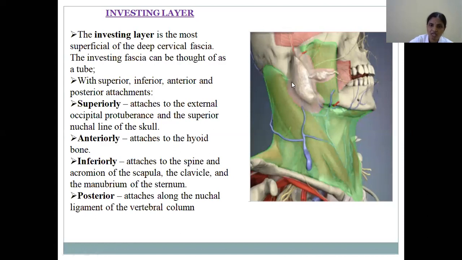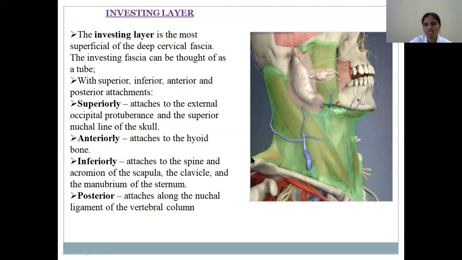Then still behind that, it is attached to the mastoid process. Further it goes to the mastoid bone, further back to the superior nuchal line, and finally to the posteriorly present external occipital protuberance. So what is the upper attachment of this investing layer? The base of the mandible, then the mastoid process, then the superior nuchal line and the external occipital protuberance. And along the posterior sagittal line, the ligamentum nuchae.